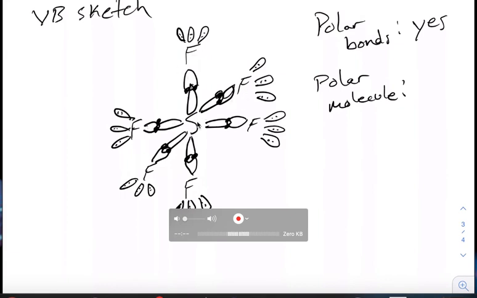And we have a fluorine going straight back into the page, away from us, and one straight out of the page, out towards us. Those are also opposite, and they're going to cancel. So really all of our dipoles are actually going to cancel.